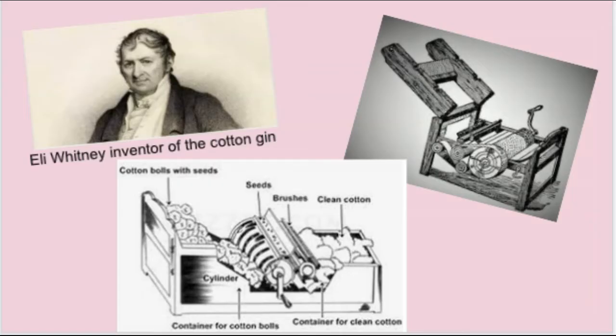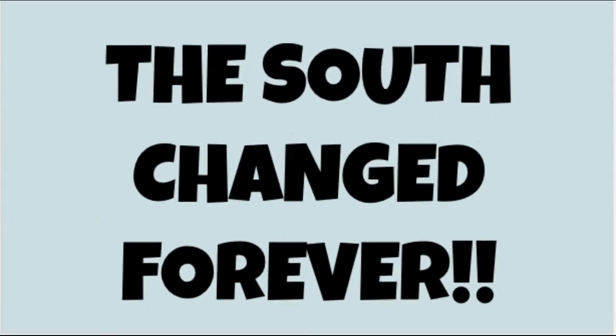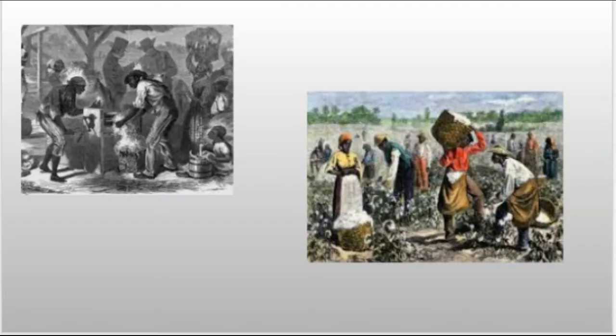Eli Whitney patented the cotton gin in 1794. The cotton gin changed the South forever. It increased our production of cotton, which in turn increased our need for slaves. We needed slaves to grow, pick, and clean the cotton. So as cotton profits grew, so did the dependence on slavery. This increase in slaves made northern states angry.